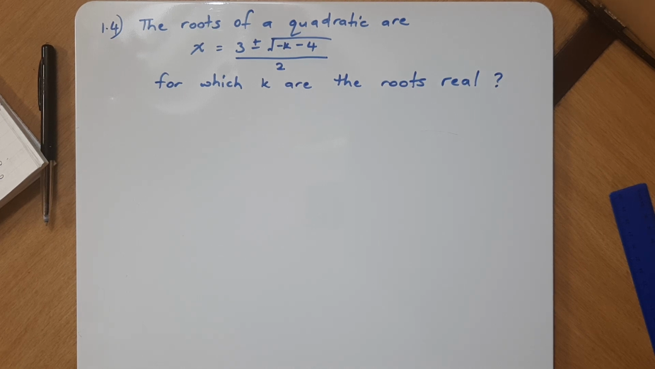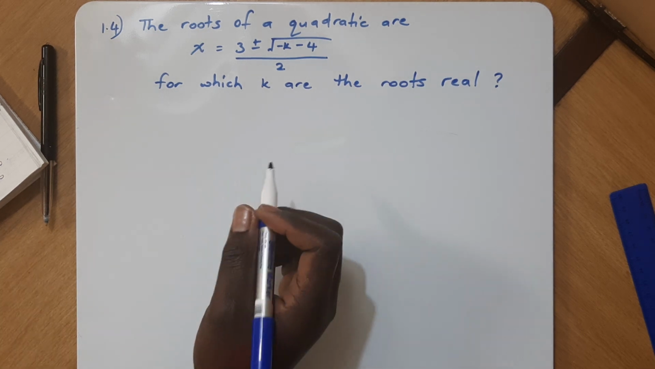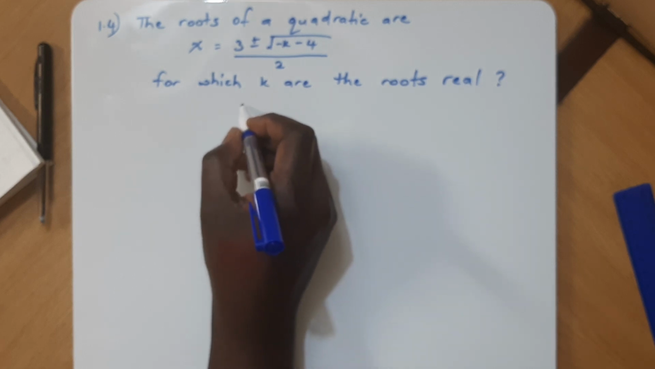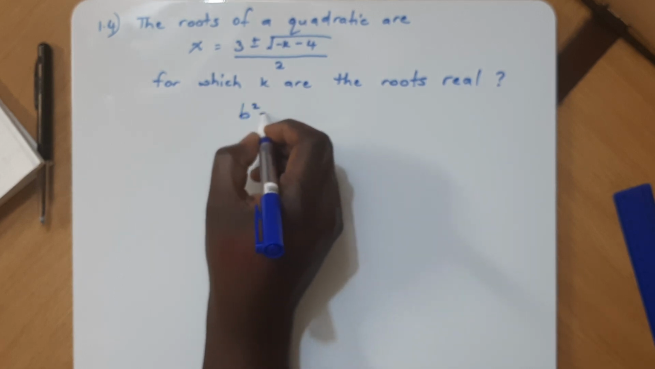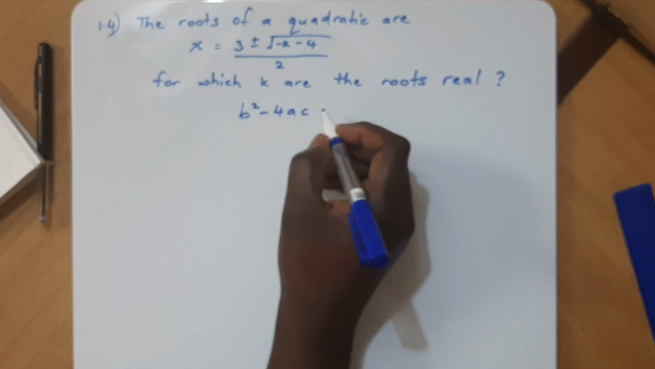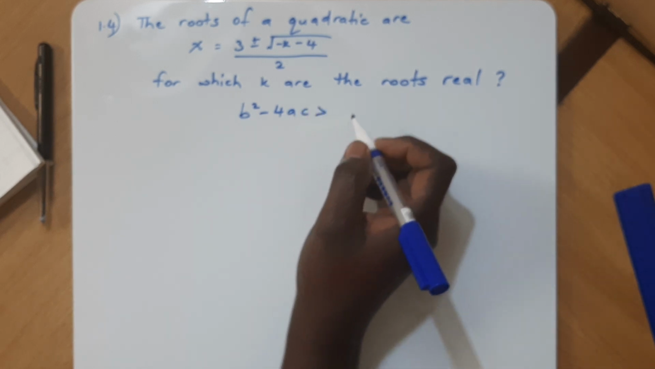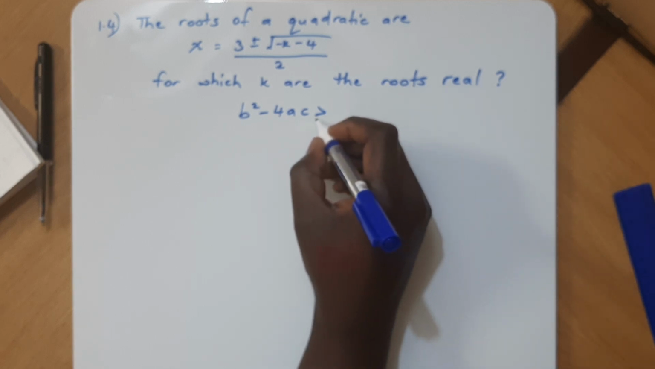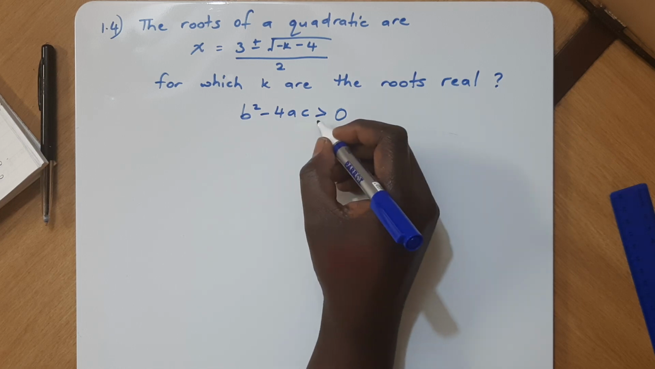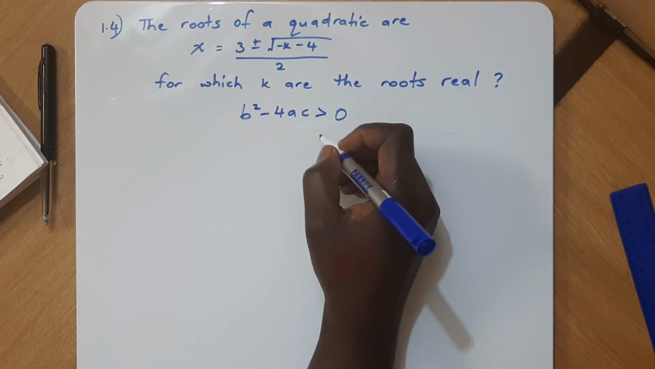So real roots, remember what are real numbers or real roots? It's where our b squared minus 4ac is greater than 0. Okay? Let's say greater than 0.